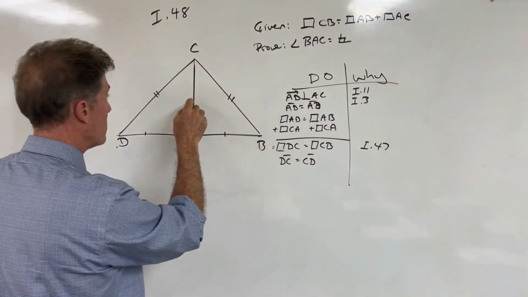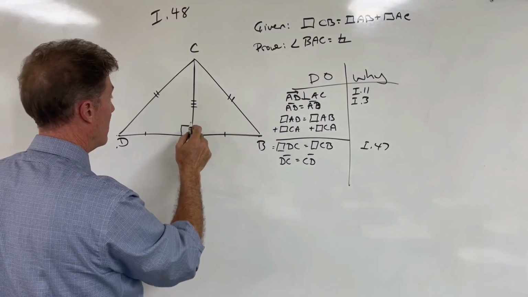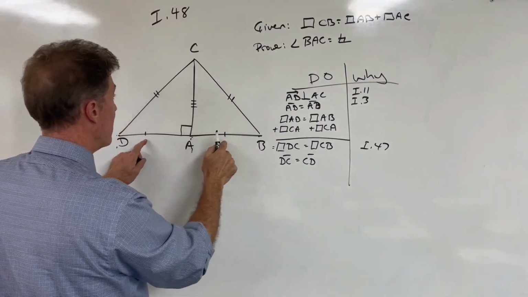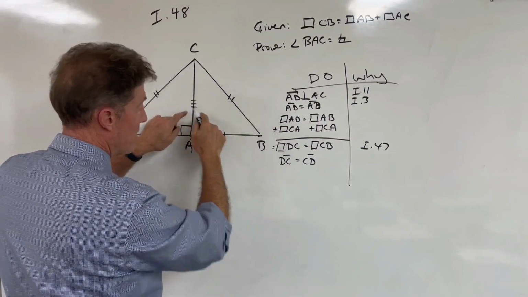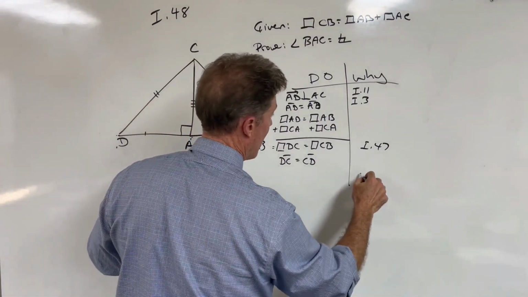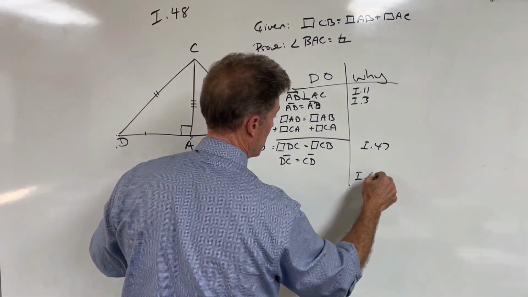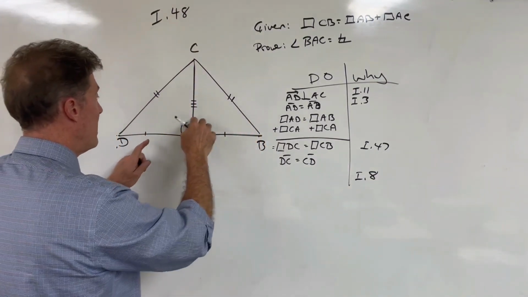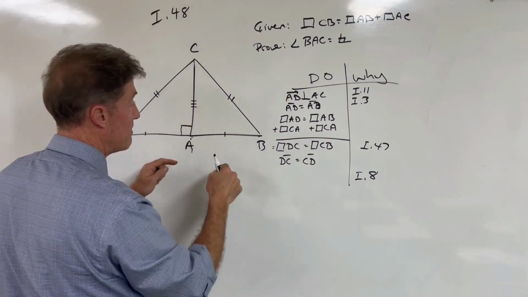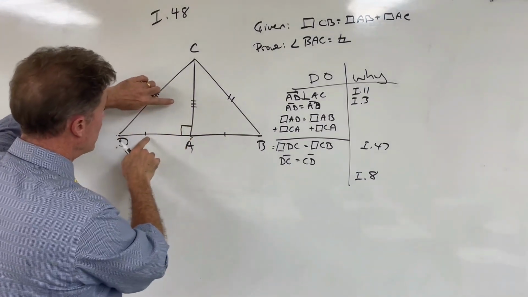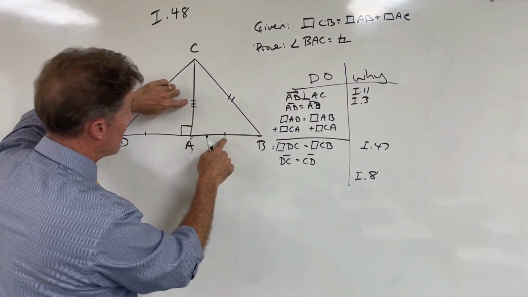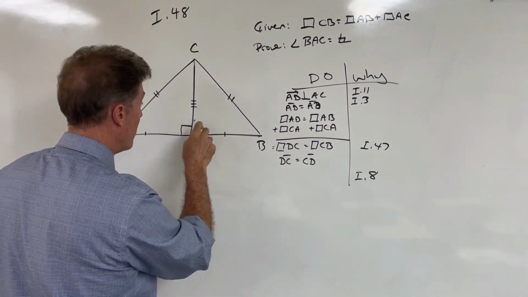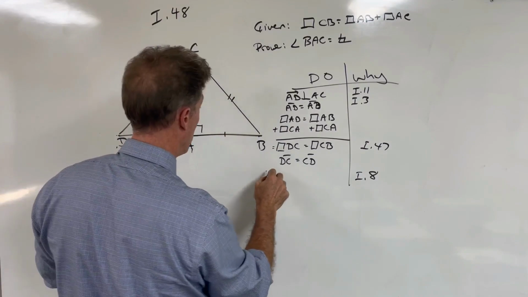And now notice we also have another line in common. We have line AC. So we have side 1, side 2, side 3. That's side, side, side. And so that lets us use Prop 8, the side-side-side theorem, to prove that the angle contained by any two sides must be equal. So the angle contained by sides 1 and 3 must be equal to the angle over here contained by sides 1 and 3. And since this is a right angle, therefore this must be a right angle.